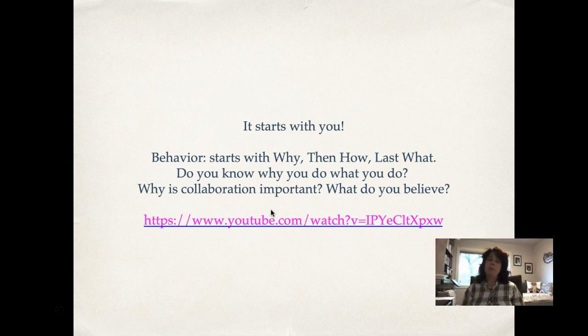So after you watch that video, I just want you to start thinking about, do you know why you do what you do? Why is collaboration important, and what do you believe? If you can understand what your views are on collaboration, it's going to make the how do you collaborate, how do you get things done so much easier.